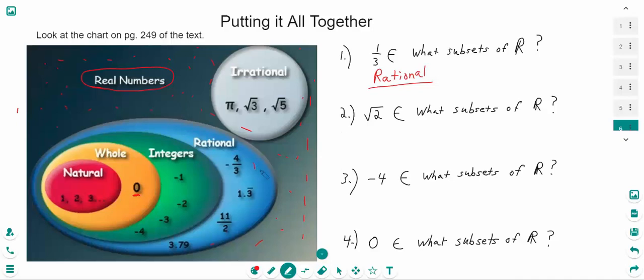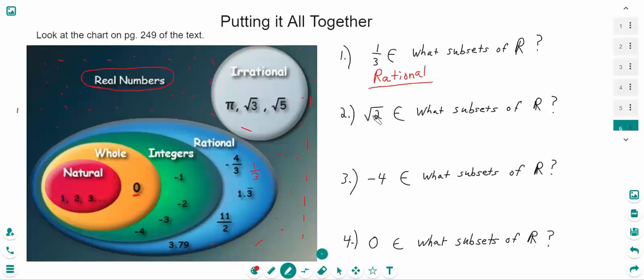1/3 is going to be living in this blue bubble, because it's not an integer, it's not a whole number, it's not a natural number, and it's not an irrational number. It's a rational number living here. So it would be part of the rational subset of the real numbers. All right? How about the next one, number 2?